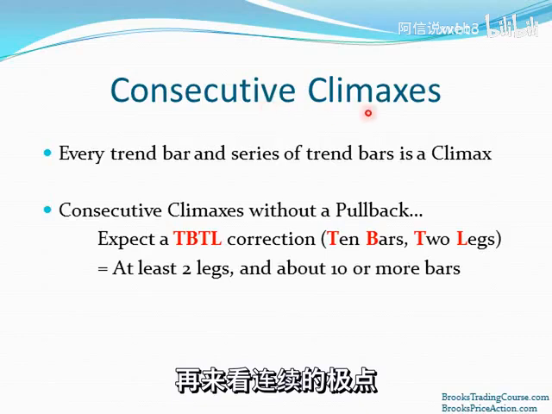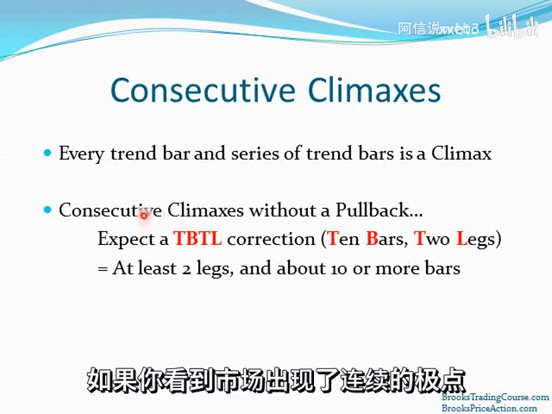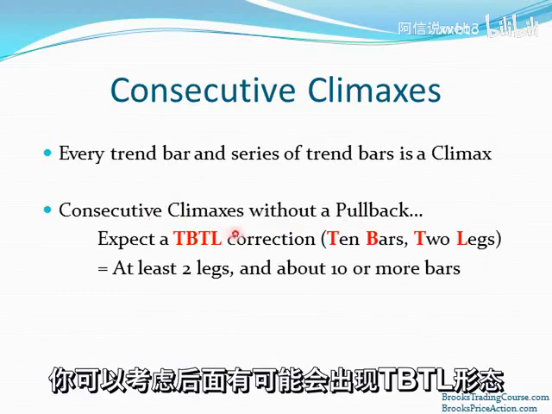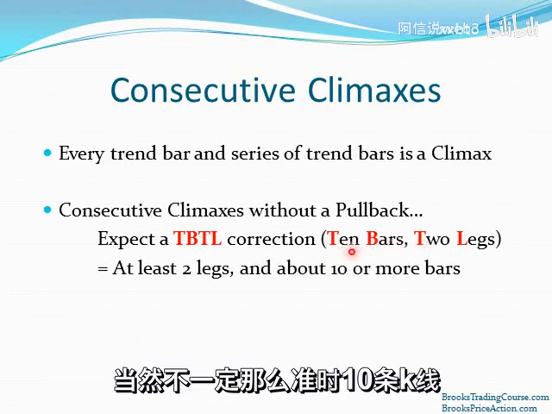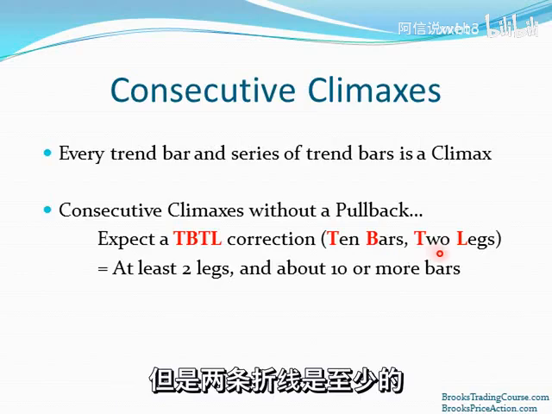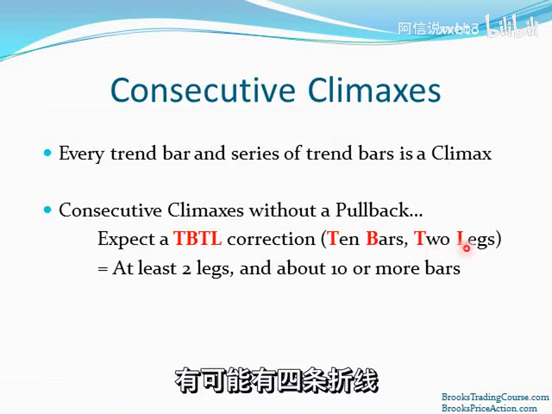What about consecutive climaxes? I mentioned that a moment ago. Every trend bar, every series of trend bars is a climax. If you start to get a series of consecutive climaxes without a pullback, you should soon expect TBTL, 10 bars and 2 legs. It's not always exactly a 10 bar correction, but at a minimum there should be 2 legs. It might be 3 or 4 legs.